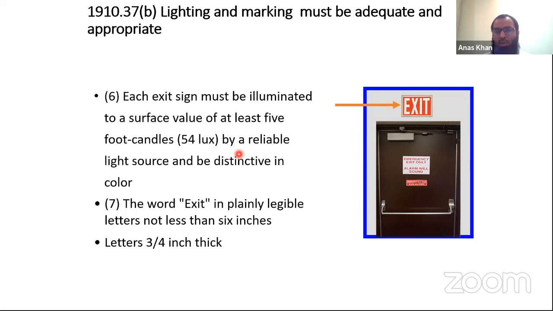So at least the people working in companies, especially those that run 24 hours of shifts with a night shift, can evacuate easily from the emergency exit, right? And this exit sign should be plain, and you can use a letter thickness of 3 by 4 inch, not too bold and not too wide. The letter thickness could be 3 by 4 inch.